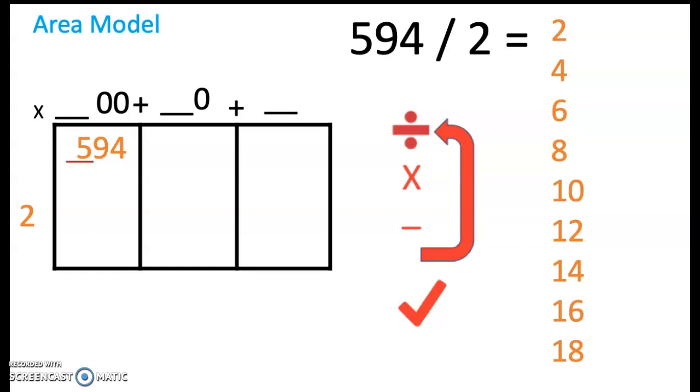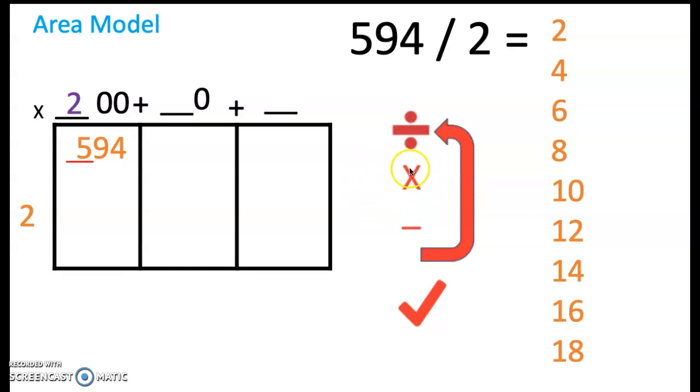So that would be a 5. So we're going to look at our 2 times tables and see what's the closest we can get to 5 without going over, or think we have 5 babies and 2 people. So I see skip counting 2 times as the closest I can get there. So my 2 goes on the outside.